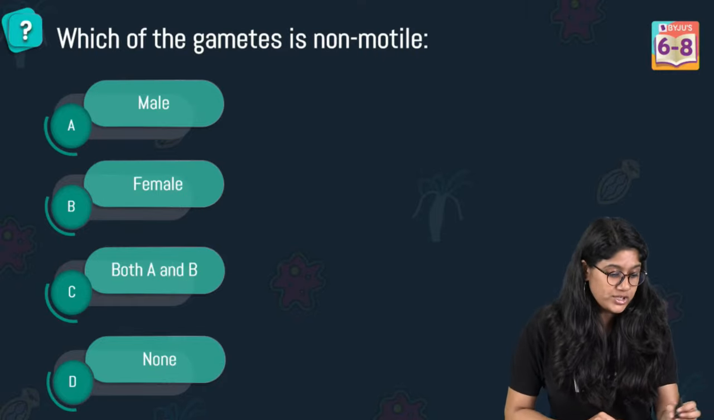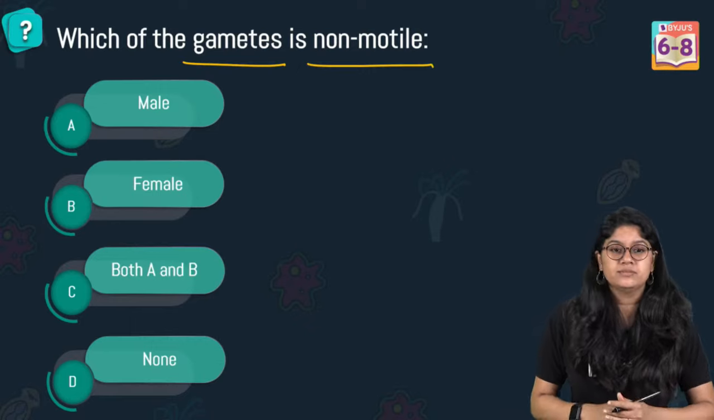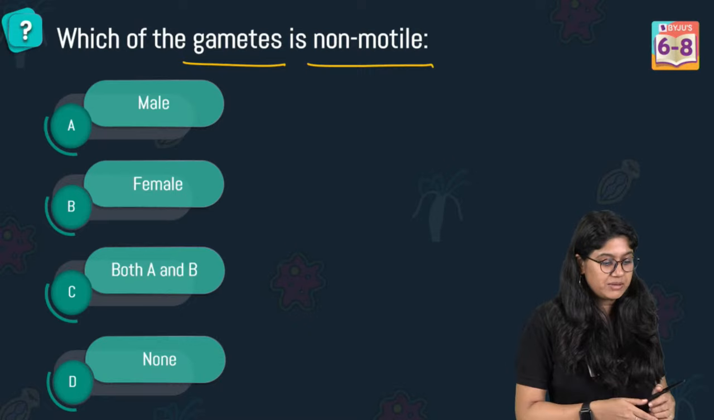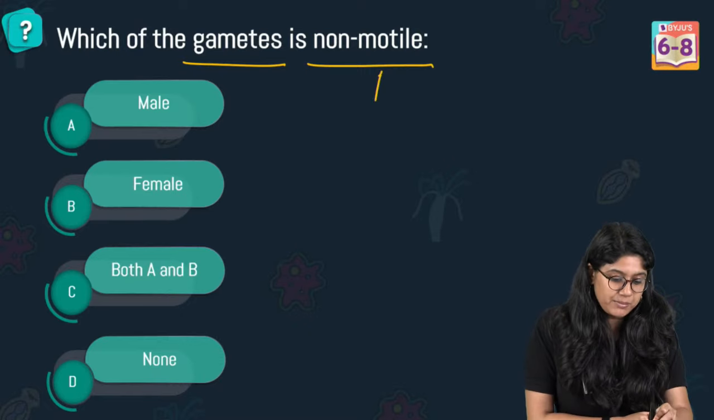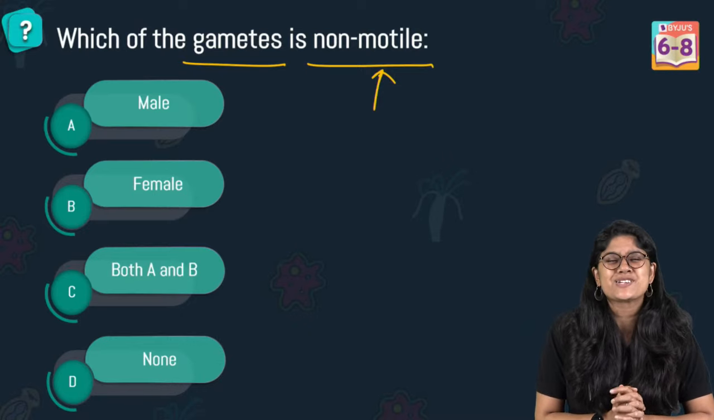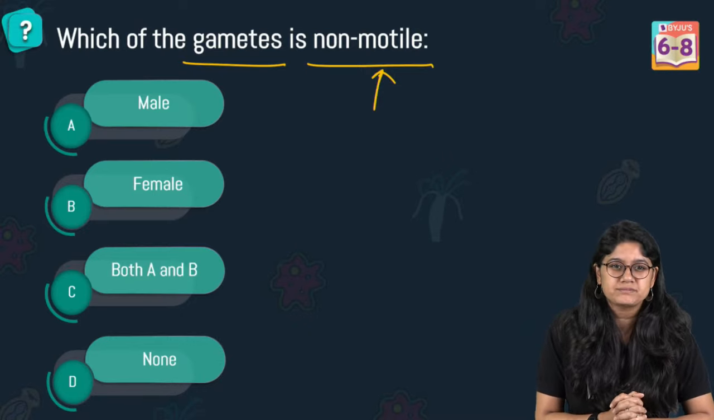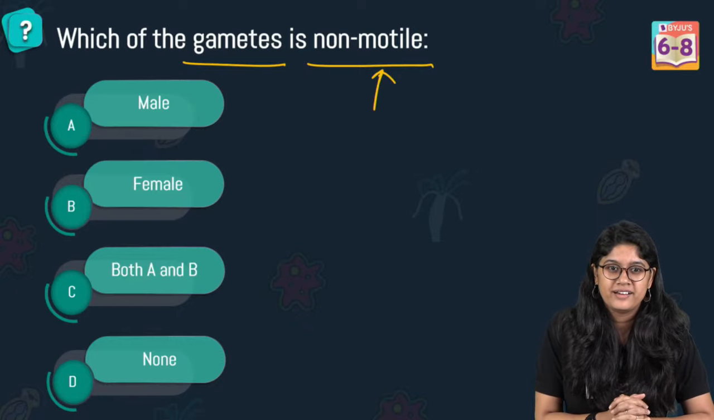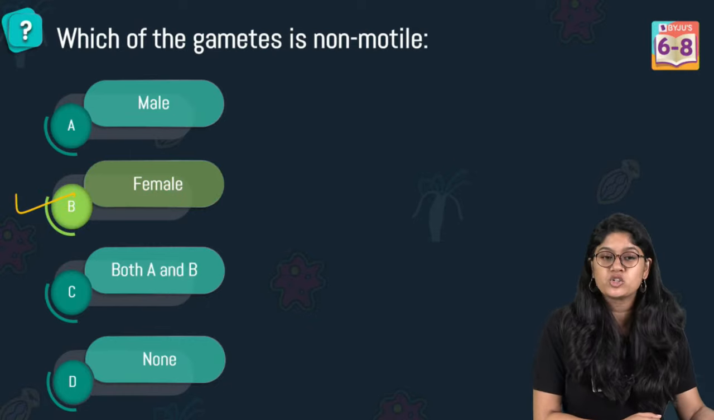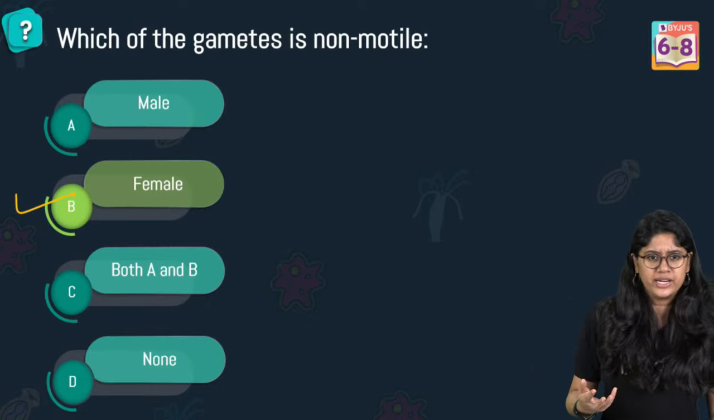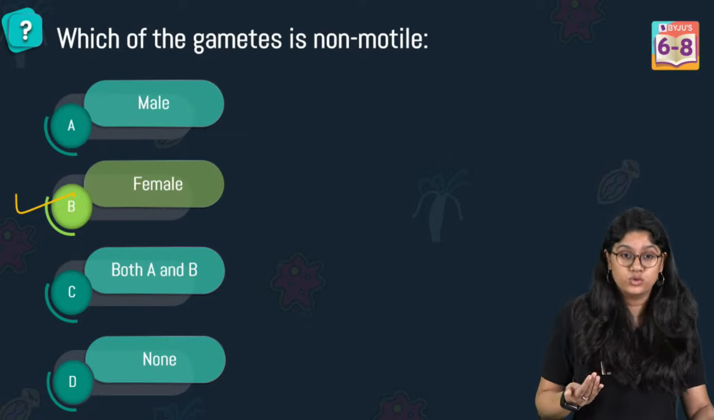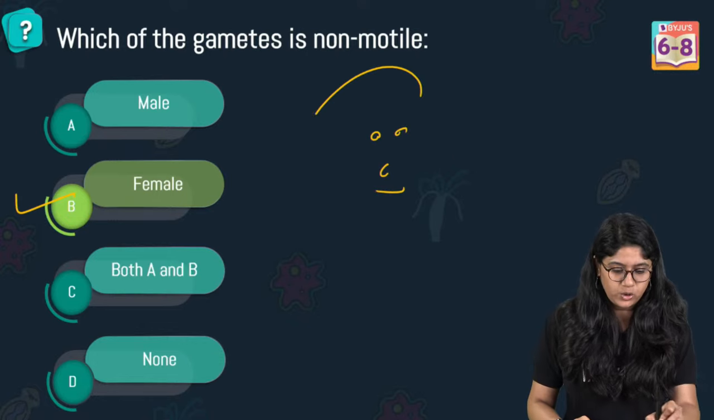Which of the gametes is non-motile? Tell me everyone. We have male, female, both A and B, or none. Which gamete does not move basically? It's a very easy question, right? Yes, very good. So the female gamete is non-motile. Basically, it does not move. Male gamete, the sperms, move. Very good. It was an easy question and we got it.